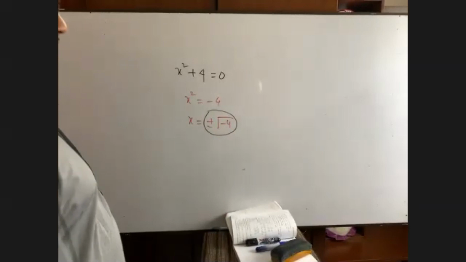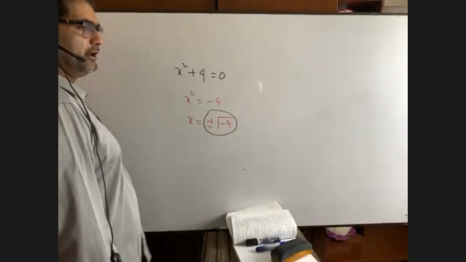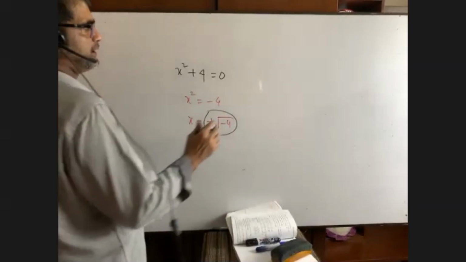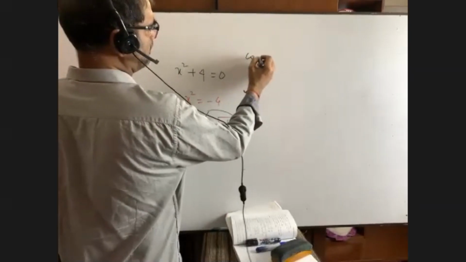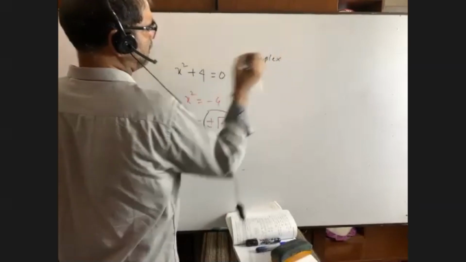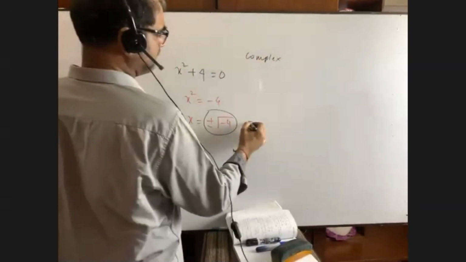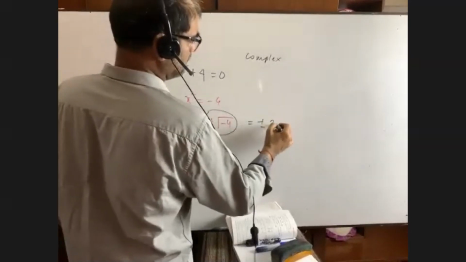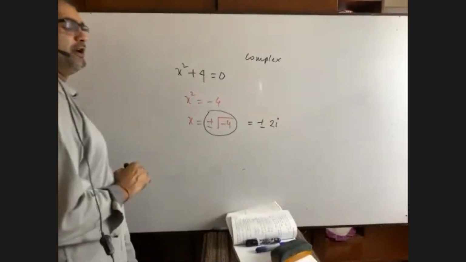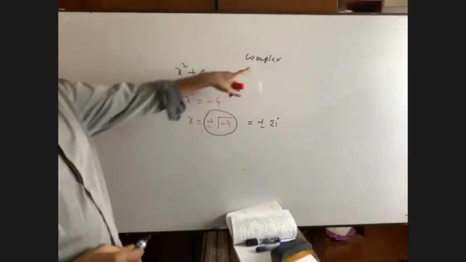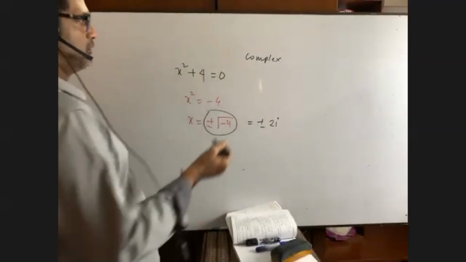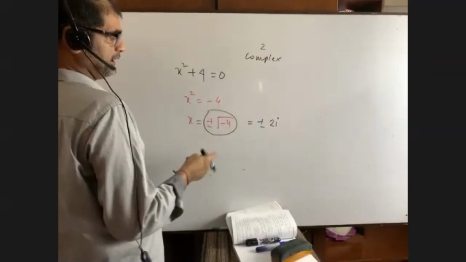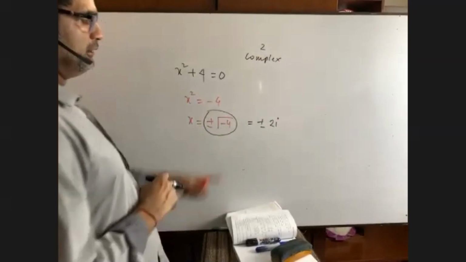In real numbers, it does not exist. If you use a calculator, mathematically it will show an error. But if you go for calculating complex numbers with the help of the calculator, using mode option 2, complex, and calculate root over minus 4, then you will get plus minus 2i.